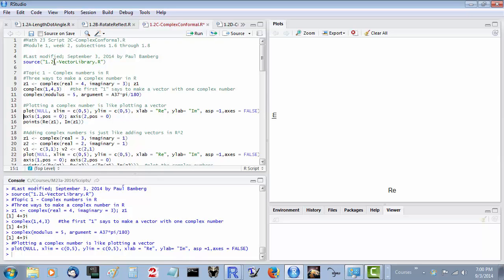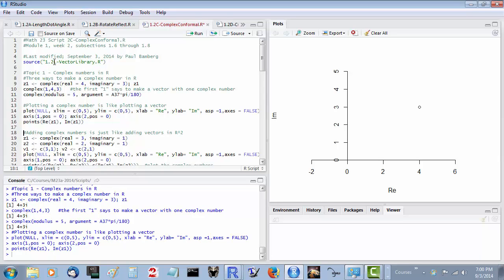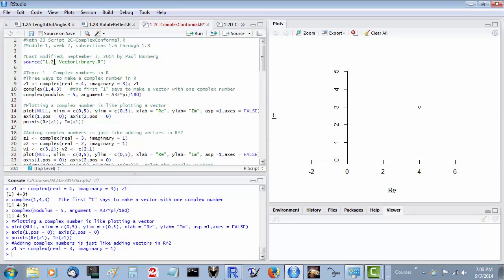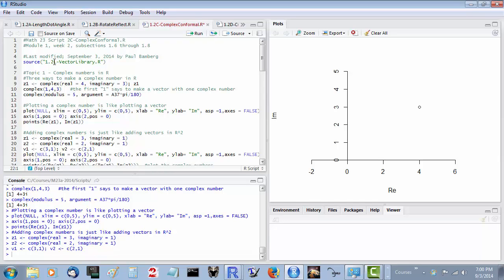Let's start with a plot so that we can look at this and show the imaginary part plotted vertically, the real part plotted horizontally. There's the complex number whose real part is 4 and whose imaginary part is 3. Let's try adding some complex numbers. Z1 and Z2 are two complex numbers. V1 and V2 are a pair of vectors that look surprisingly similar.